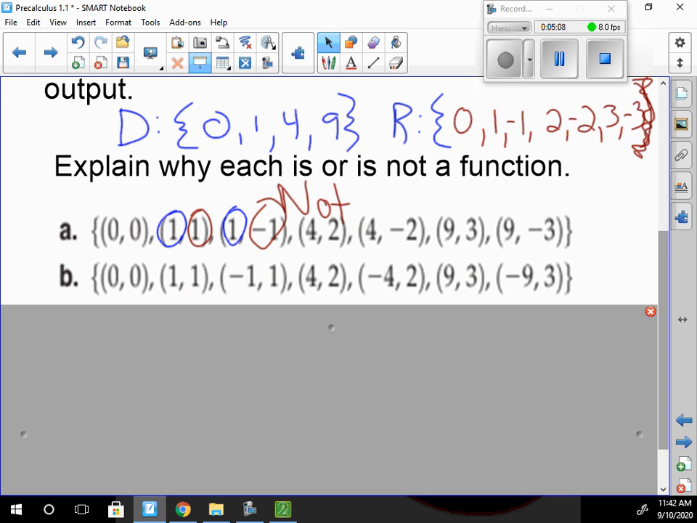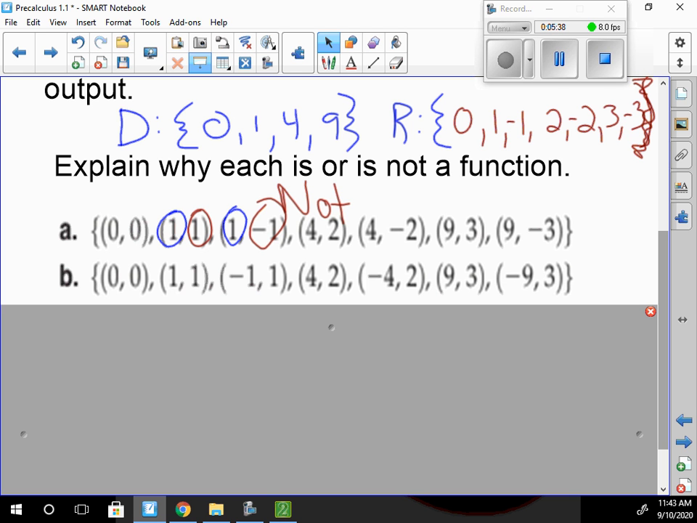Okay, let's look at B. If I'm just looking at the ordered pairs, I have 0, 0, 1, 1, negative 1, 1, 4, 2, negative 4, 2, 9, 3, and negative 9, 3. First, did any of my x's repeat? An answer would be no. They're all different numbers. 0, 1, negative 1, 4, negative 4, 9, negative 9. None of them are the same.